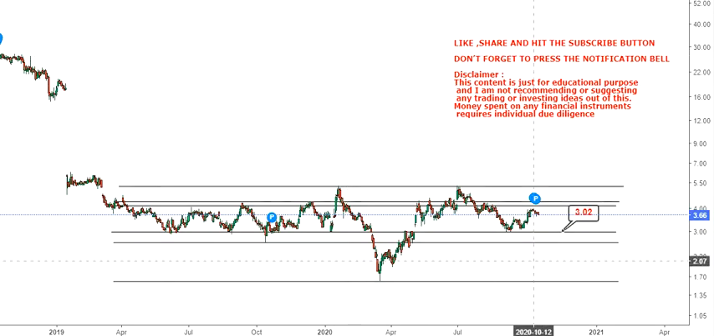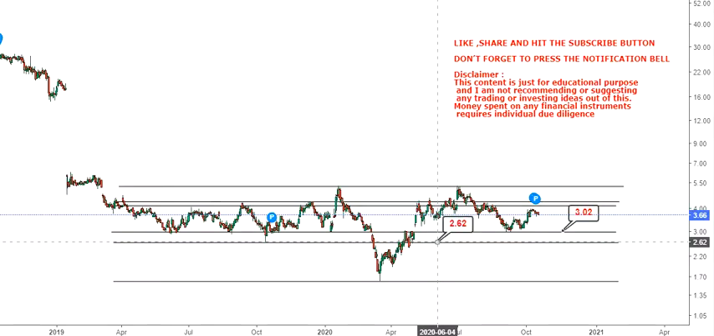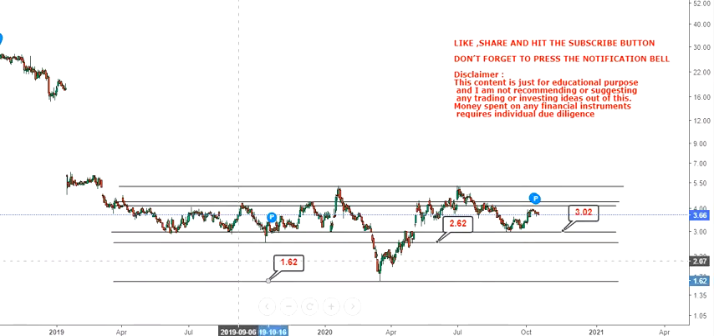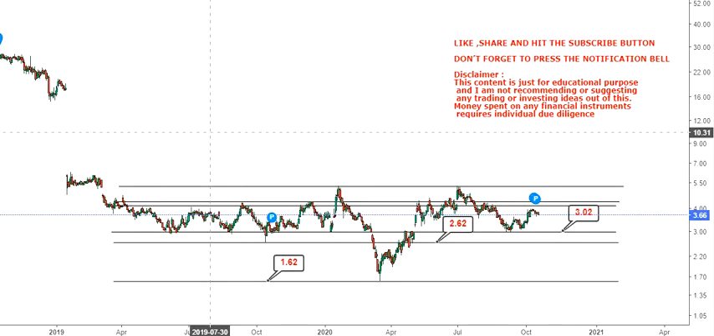So now if you use this one as your support at $3, you can look for the upside, but before that let me just tell you about the downside as well. If the level of $3 breaks, then you have your downside support at 2.62, further 1.62. This is the most important thing which one needs to take care of.